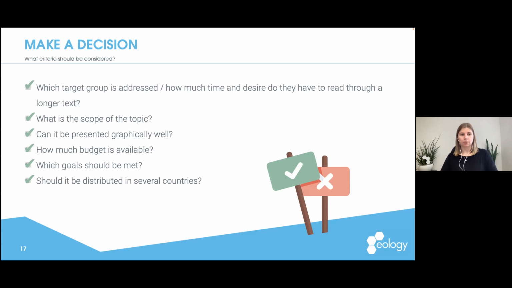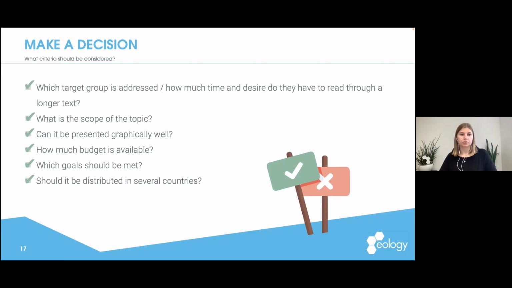Can you build it up in a small ebook? Does it have to be a longer content? Is an infographic enough? Then also, can it be presented graphically well? Is it possible to do it in a graphic, or is it just suitable for text?